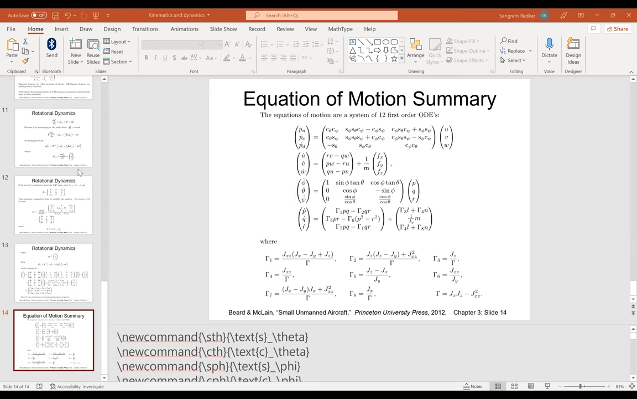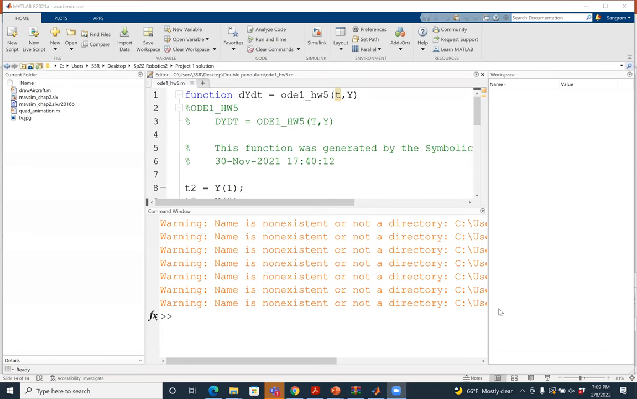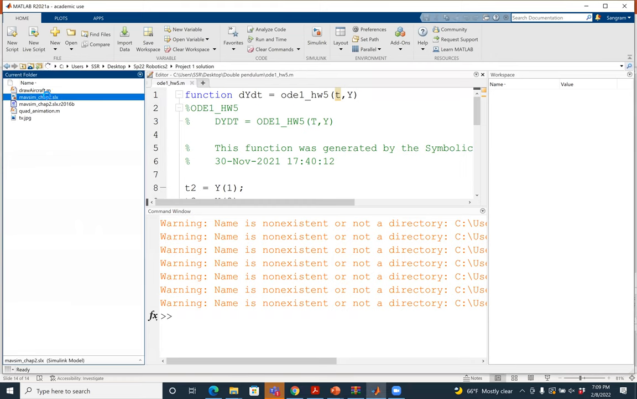Okay, so now what I want you to do is I'm going to share my screen, open MATLAB. Can you see my screen? And you should see MavSim Chapter 2 SLX. Open this. It will take some time. You should also open quadanimation.m.